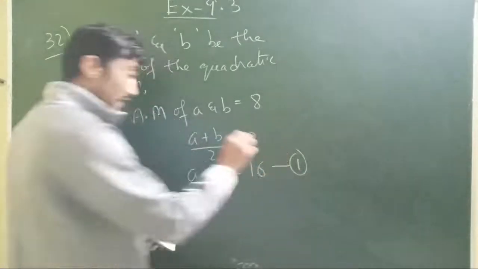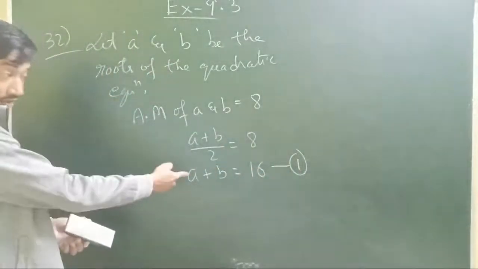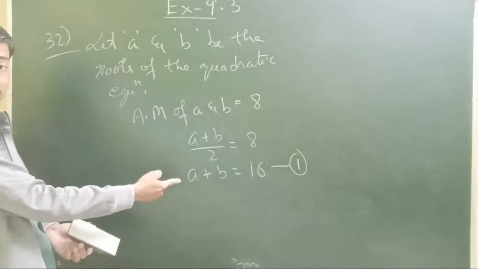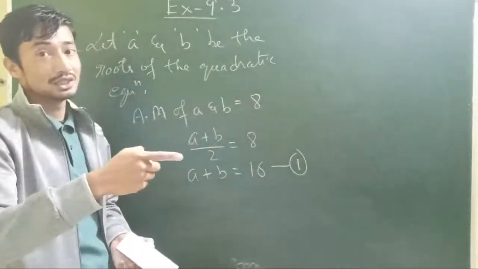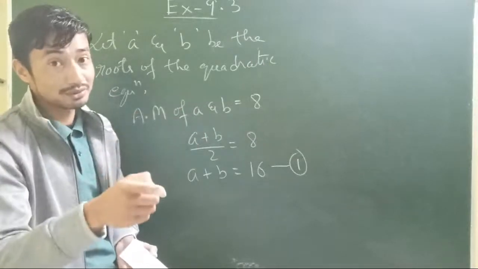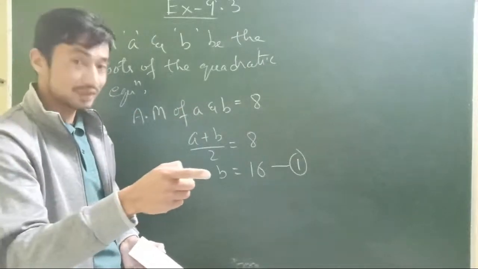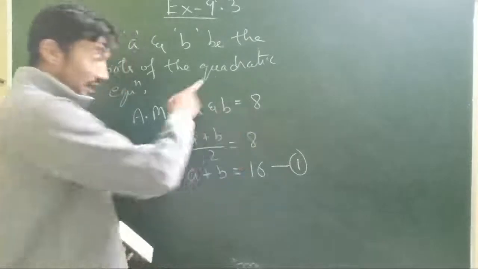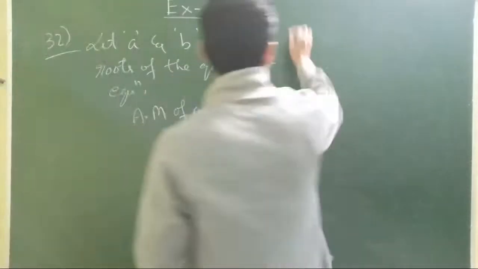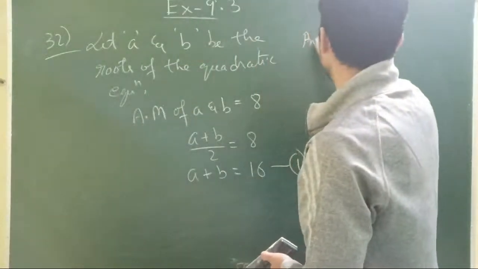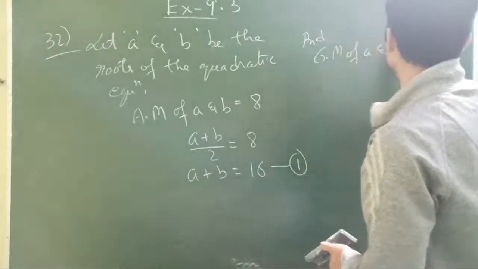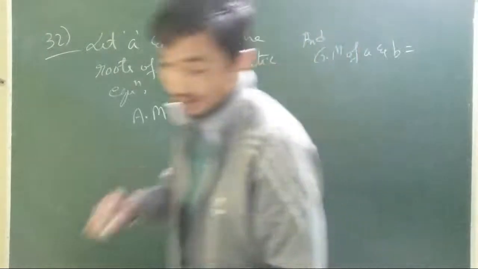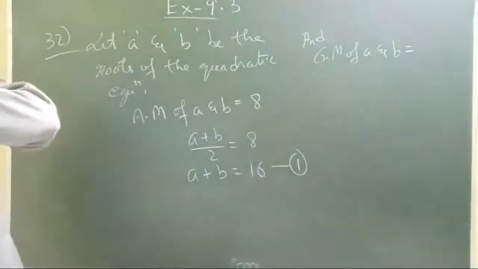You see? What are A and B? The roots. A plus B is the sum of the roots, so we already have the sum of the roots. Interesting question, isn't it? Another thing that is given to us is the geometric mean of A and B. That is also given. How much is it? 5.